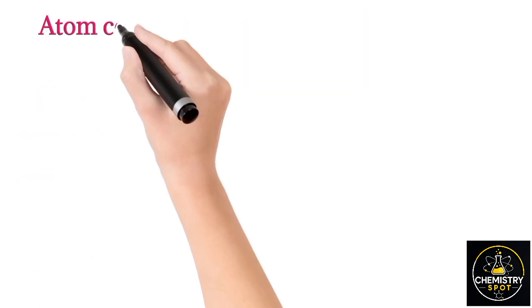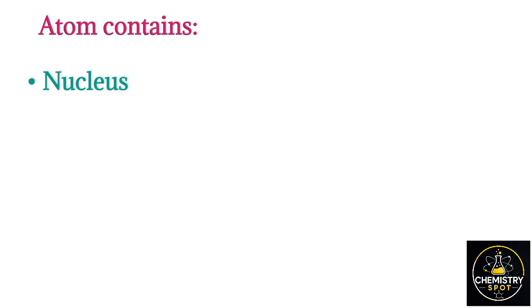Every atom contains two main parts, a nucleus at the center, and electrons around the nucleus. These electrons do not stay randomly around the atom. Instead, they stay in special regions around the nucleus. These regions are called orbitals.